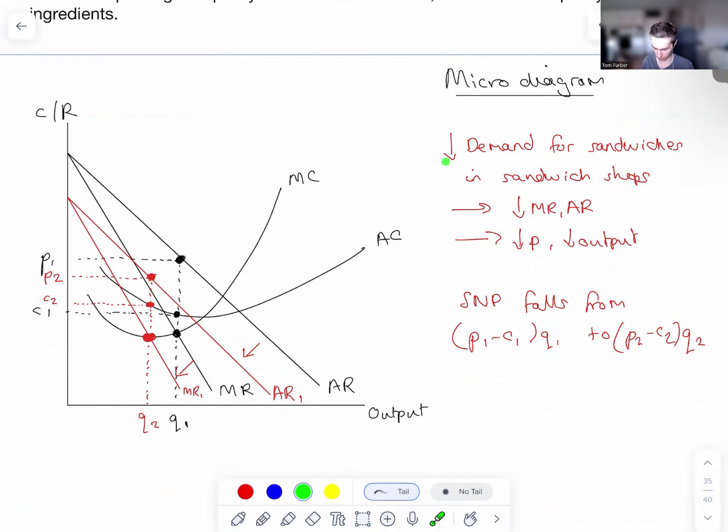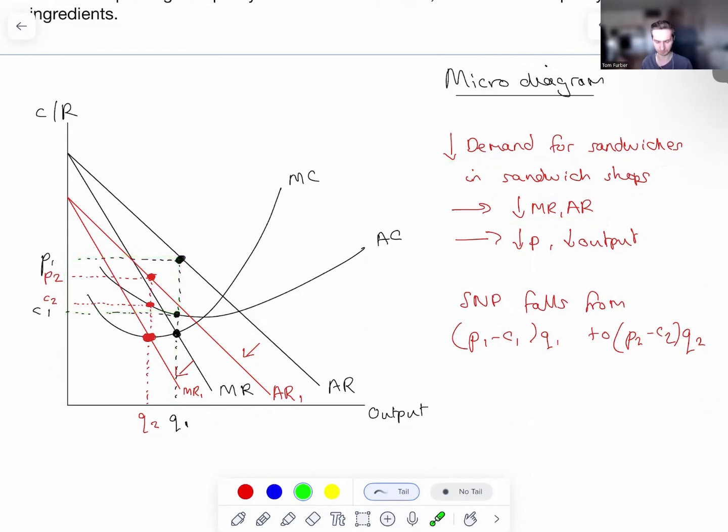So less demand for sandwiches in sandwich shops means MR and AR will shift left, from AR to AR1, MR to MR1. Now let's see what happens to the price and output. So output originally was where MR equals MC, so that's Q1. We dot up to the AR line to get the price P1. And we dot back down to average cost to get the cost per unit C1. So the profit is P1 minus C1 multiplied by Q1.